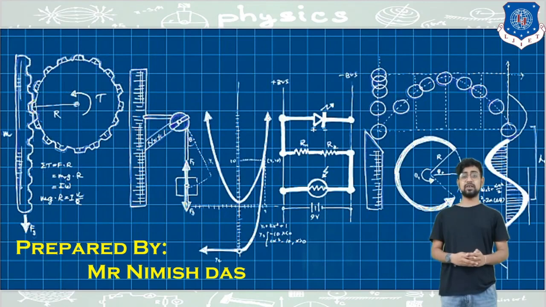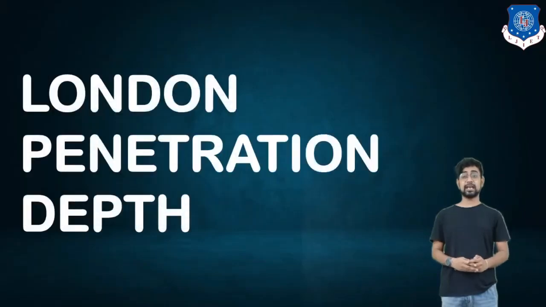In the previous session, we discussed lots of stuff regarding superconductivity, including its properties as well as the basic concept for the same, that was the BCS theory. In this session, we will describe the London theory, or you can also say the London penetration depth.